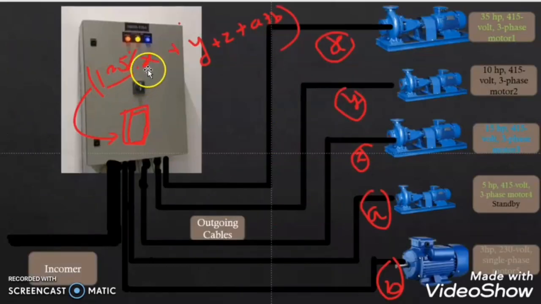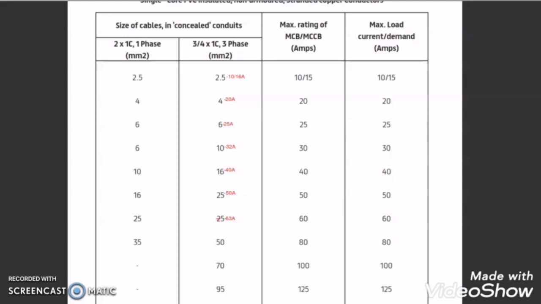So far we calculated the outgoing breaker size for the motors as well as the incoming breaker size for this panel. Now we will calculate the cable size for these motors and the main incoming cable size for this panel. Just compare the breaker rating with your local standard and select the cable size. Here I am referring to the DEWA standard, as DEWA is the local authority here for electricity.